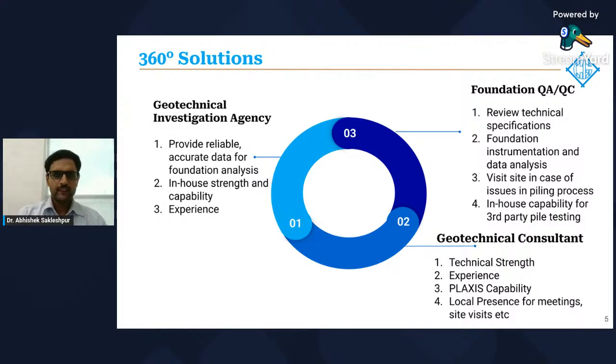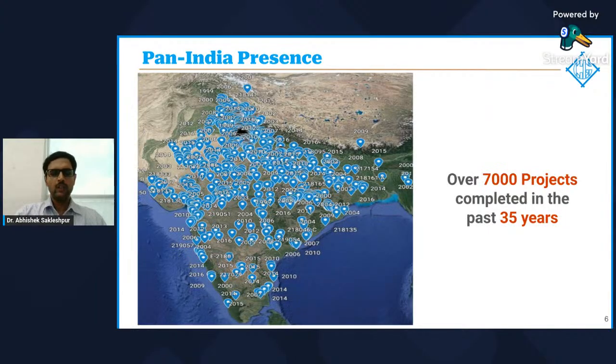We offer 360-degree solutions, starting from geotechnical investigation to geotechnical consultancy, including analysis and design, and finally, foundation quality analysis, quality assurance, and quality control. And we have a huge pan-India presence with over 7,000 projects completed in the past 35 years, and we have the largest subsurface exploration data bank in the entire country.